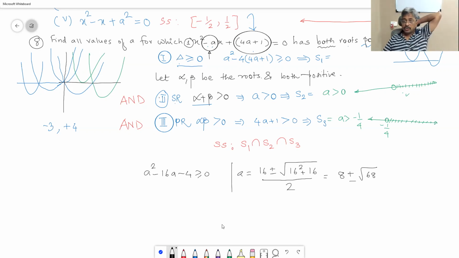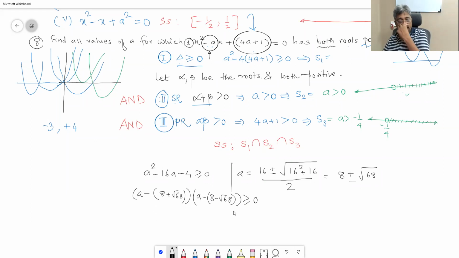Okay. So the factorization of this is going to be A minus (8 plus root 68) into A minus (8 minus root 68). This is the factorization, and it is greater than or equal to 0.